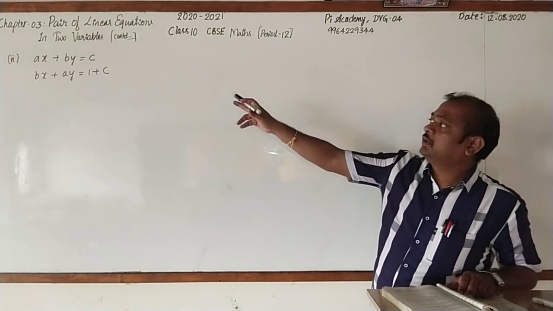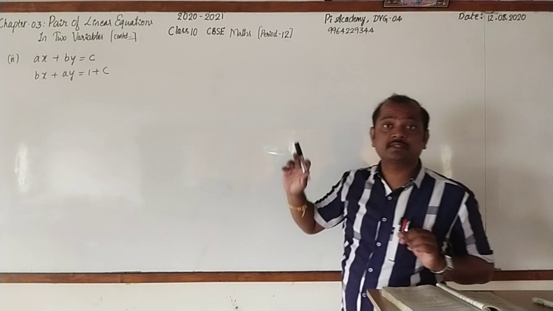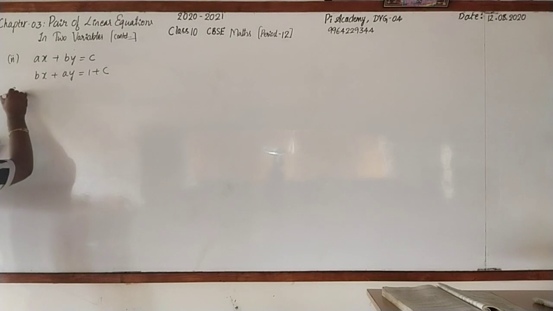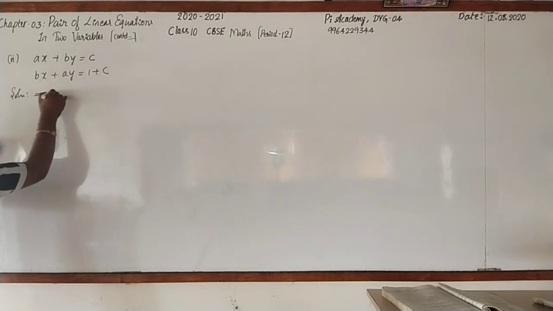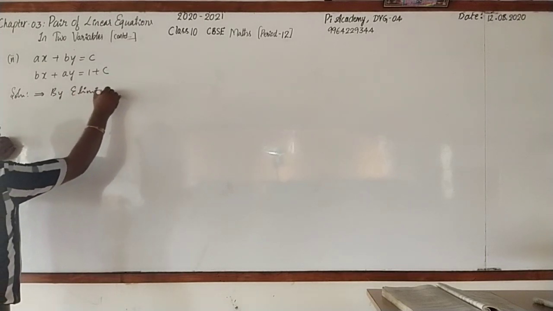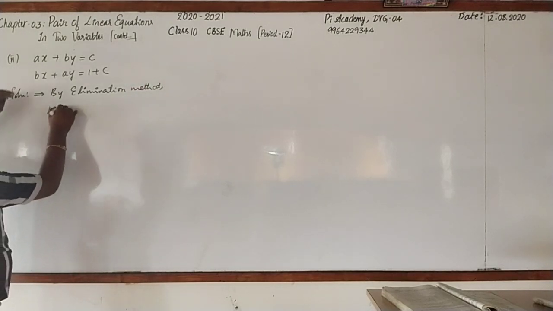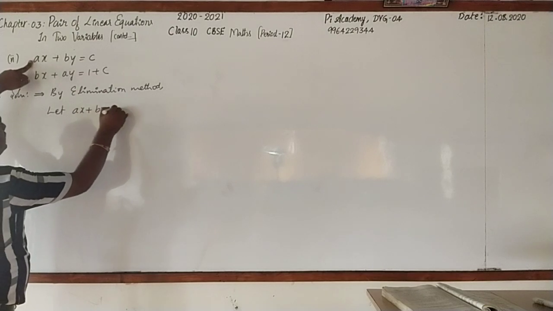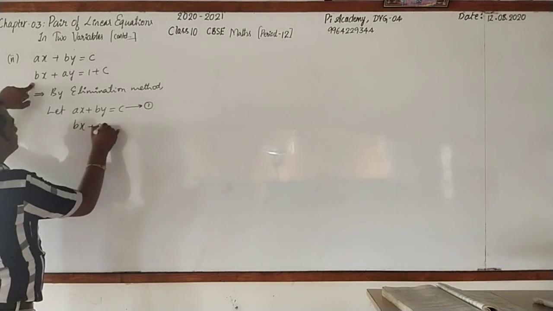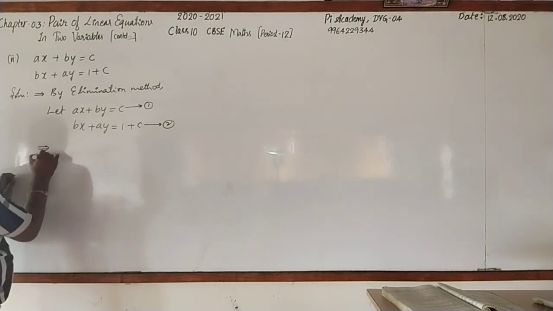Please write. It is ax plus by equal to c, and second equation bx plus ay equal to 1 plus c. Hope that you have written. You can start writing with me. Here, let us go for solving these equations by elimination method only. Elimination method. Written up? Yes. Then you can assume let ax plus by is equal to c. Let it be equation 1. Then bx plus ay is equal to 1 plus c. You may call it as equation 2.